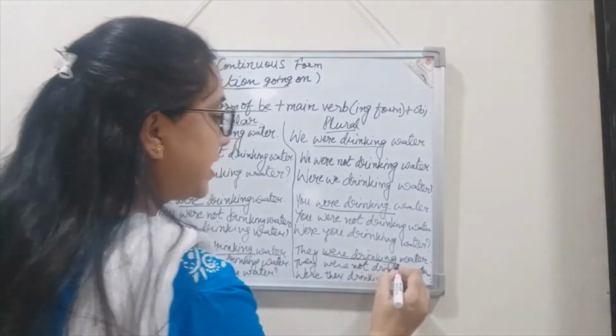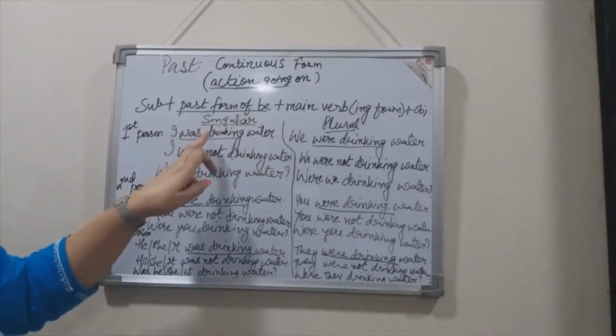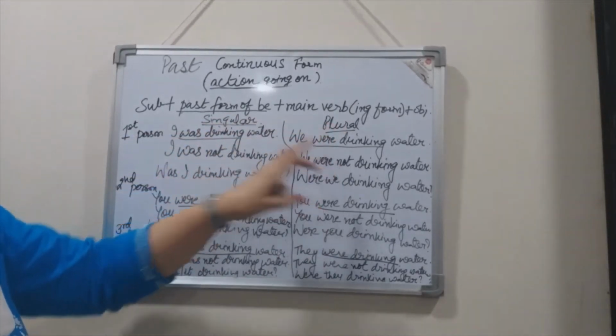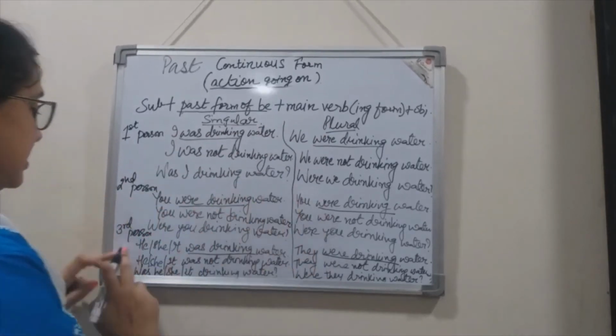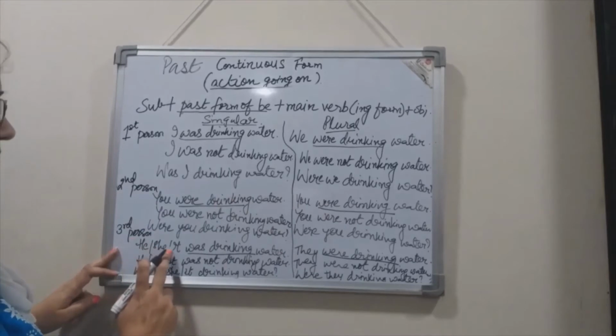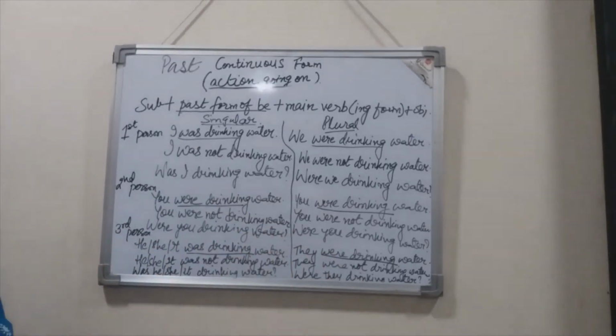They were drinking water. So first person, singular number was and plural number were. Second person were, plural number also were. Third person, that is he, she, it, was, and they were. So these are the positive forms.